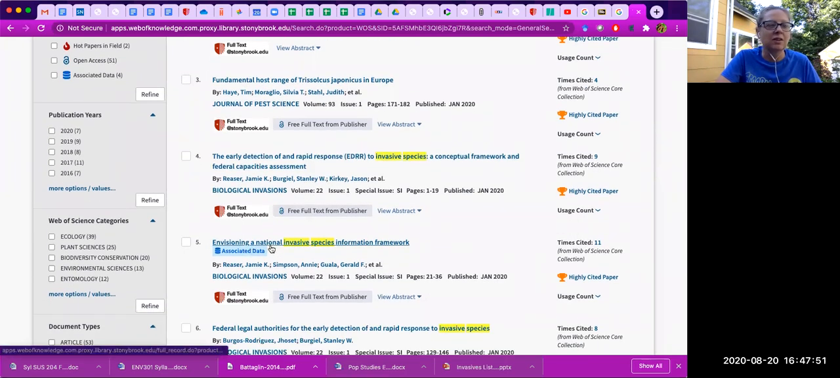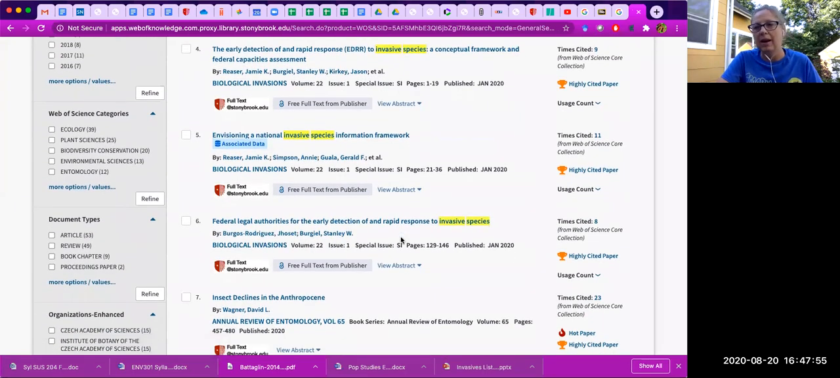Envisioning a national invasive species information framework. Okay, so these are all about how to track and monitor invasive species.